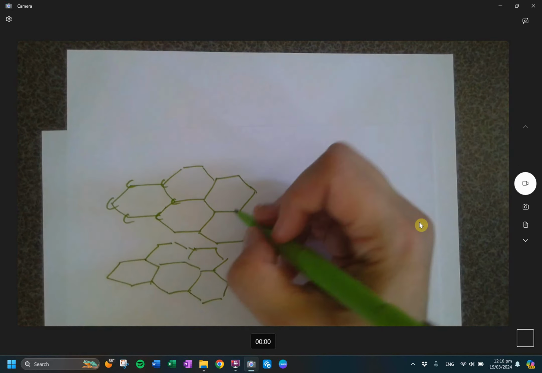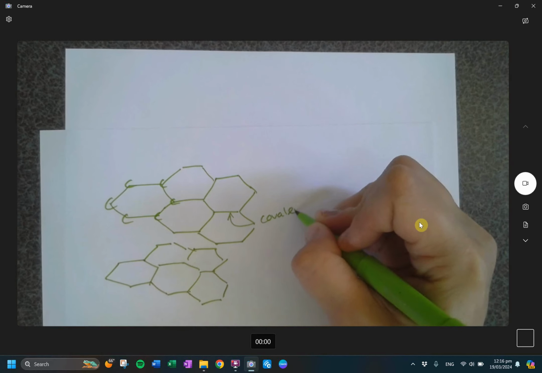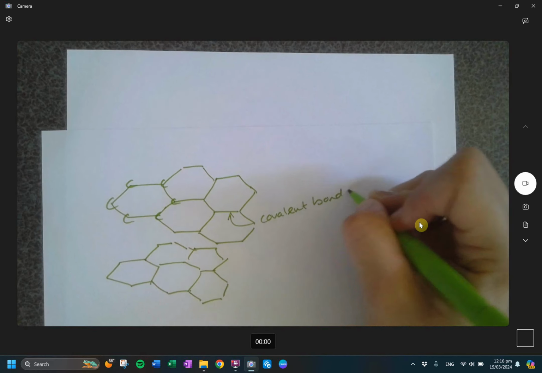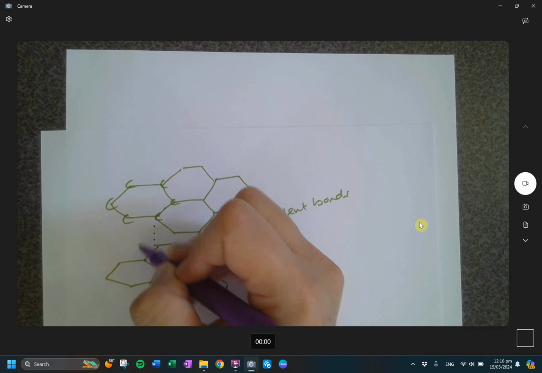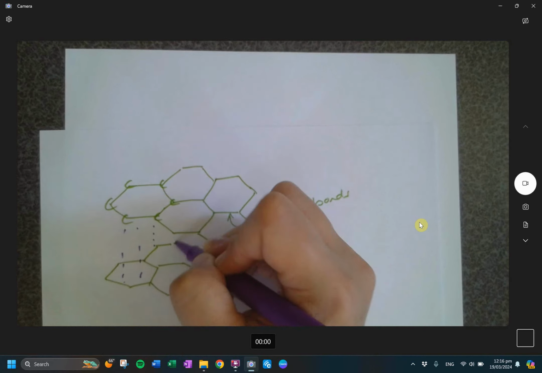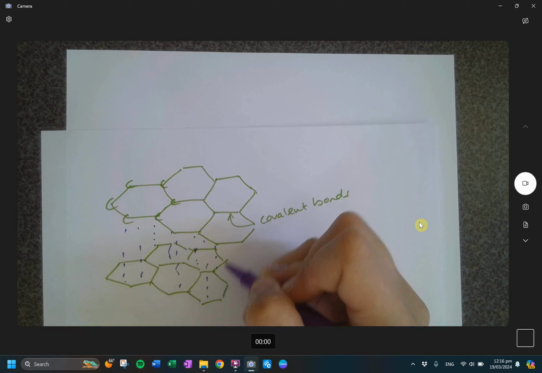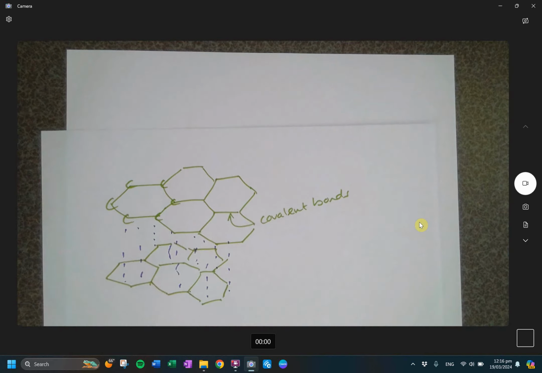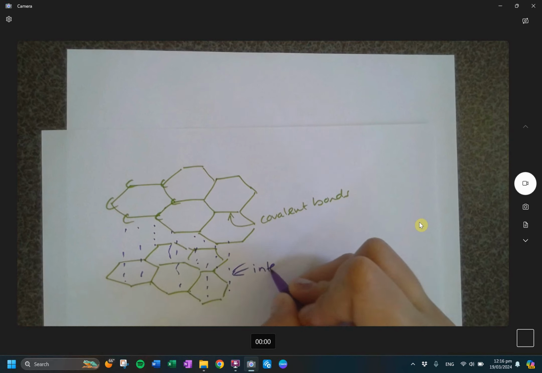So again, the bonds between the carbons are covalent bonds, which is why we still call them covalent networks. Between these layers are going to be the weak intermolecular forces, and there's lots and lots of them. So it's very different to the 1D network because there is a more structured organization to it. So that is our intermolecular forces.